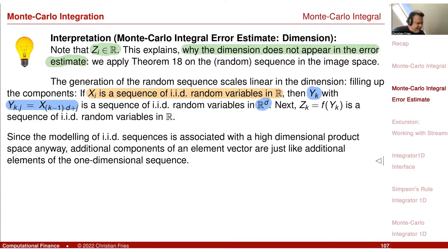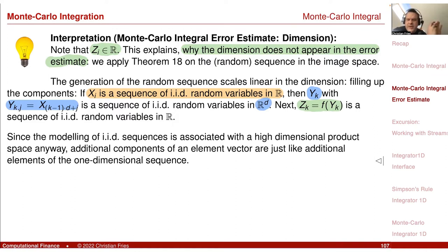And the next step is then that I have the d-dimensional sequence, which I use in the integration, and I apply my function. So I generate zk as f of yk. So you see that there are three sequences of IID random variables involved. There is the sequence x of IID random variables in R. From that, I build the sequence y of IID random variables now in R to the power of d. And from that, I build the sequence of the function evaluations on which I have my convergence result.